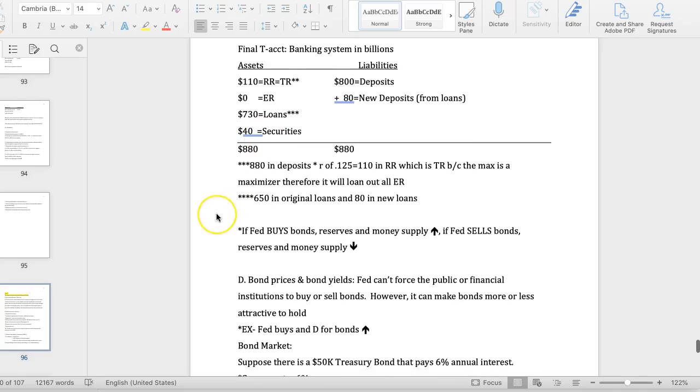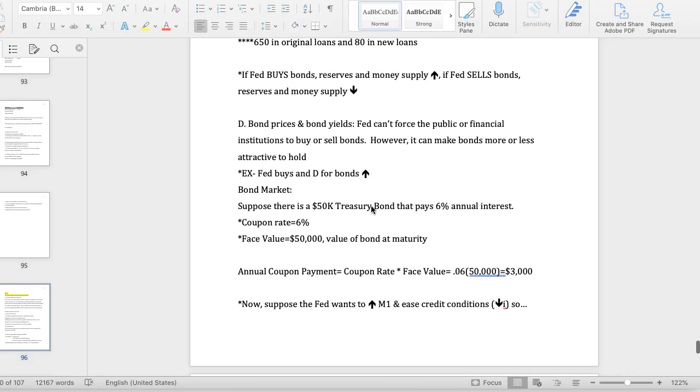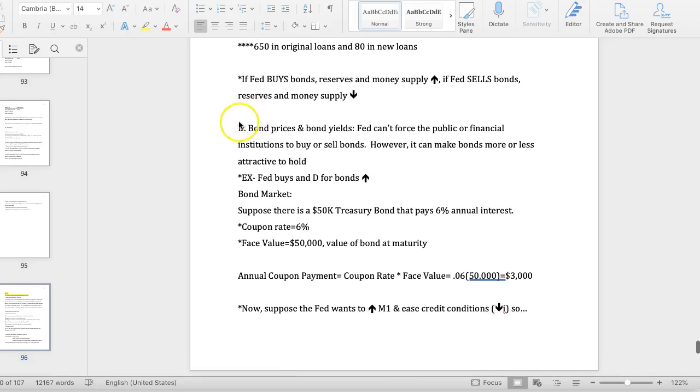All right. So if the Fed buys bonds, reserves and the money supply go up. If the Fed sells bonds, reserves and money supply go down. So bond prices, I'm going to do this in the next segment.